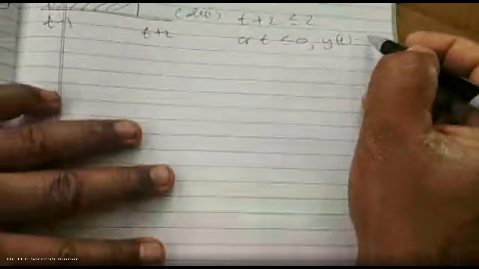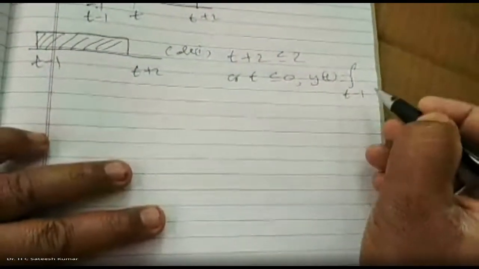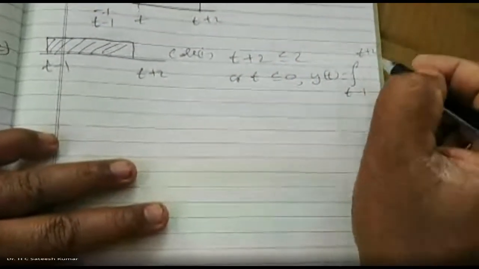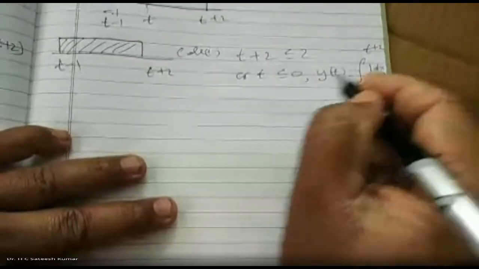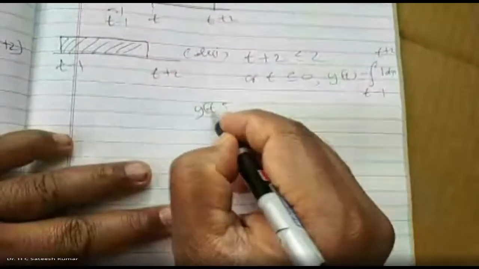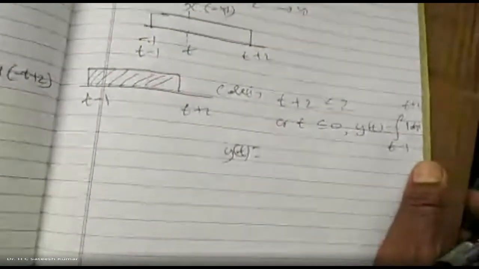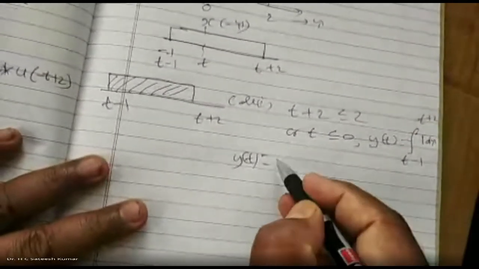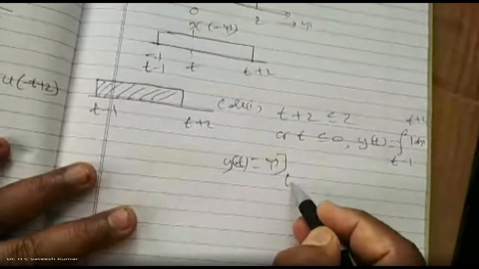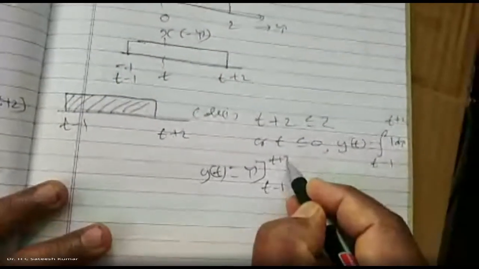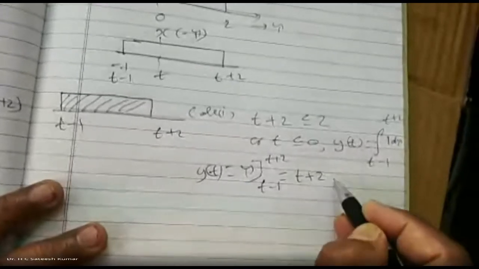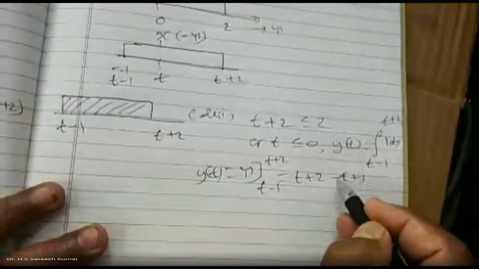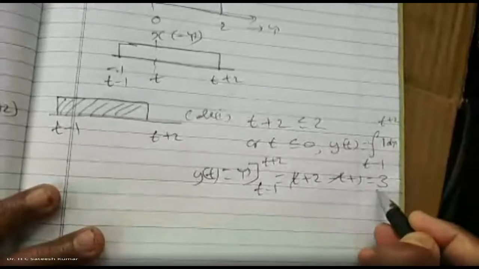We check it out. Integration from where to where? From t minus 1 to t plus 2, 1 into 1, d tau, which is equal to y of t. Y of t is equal to tau between the limits t minus 1 and t plus 2, which is equal to t plus 2 minus t plus 1, which is equal to 3.